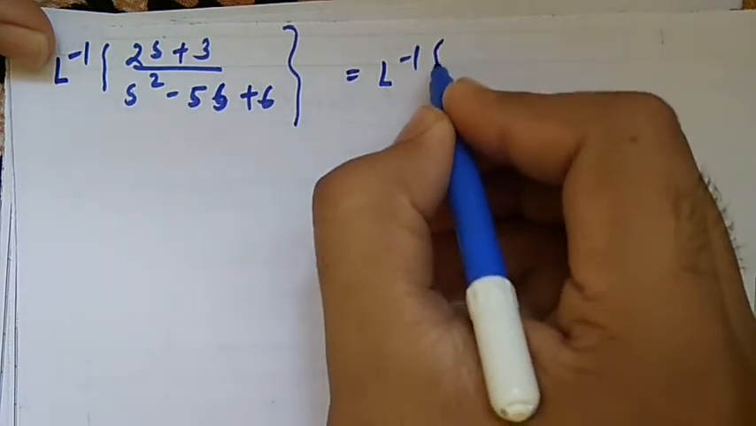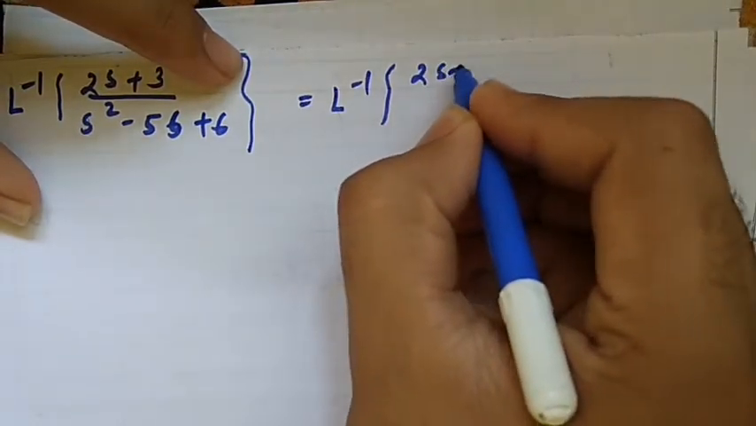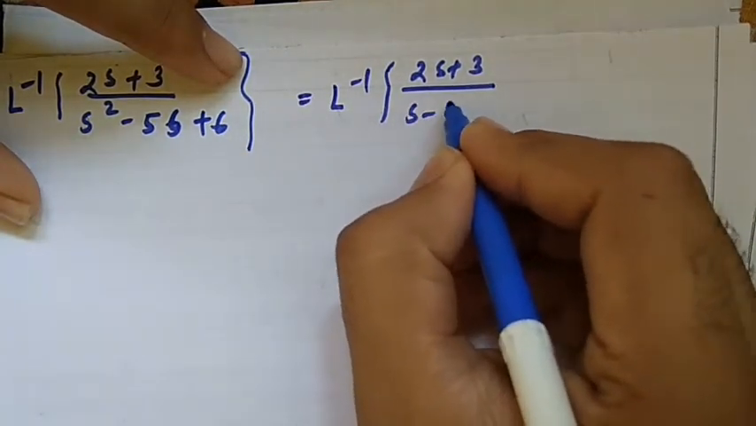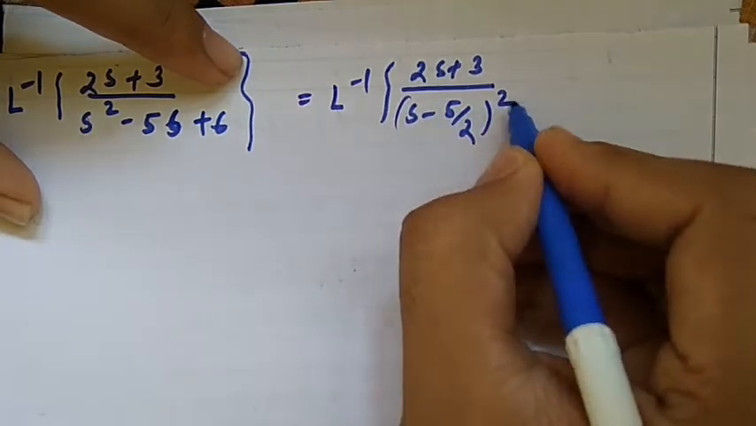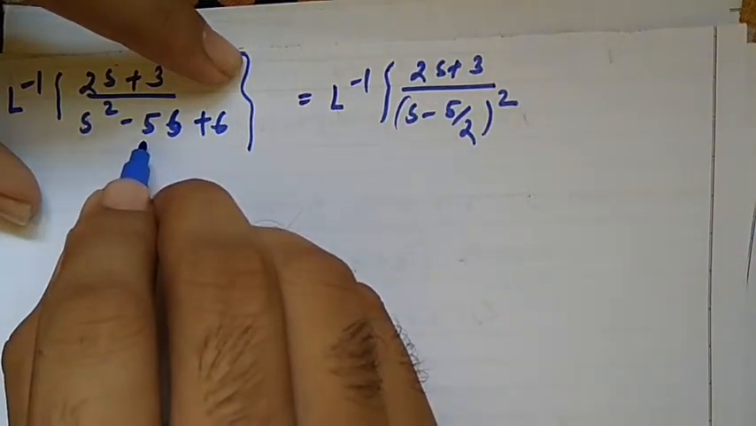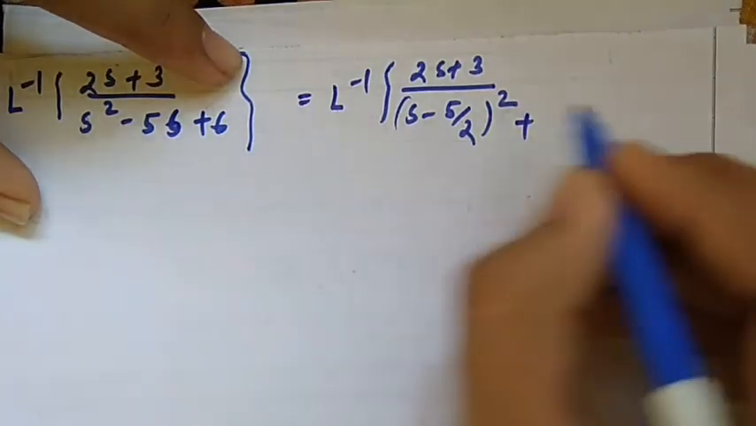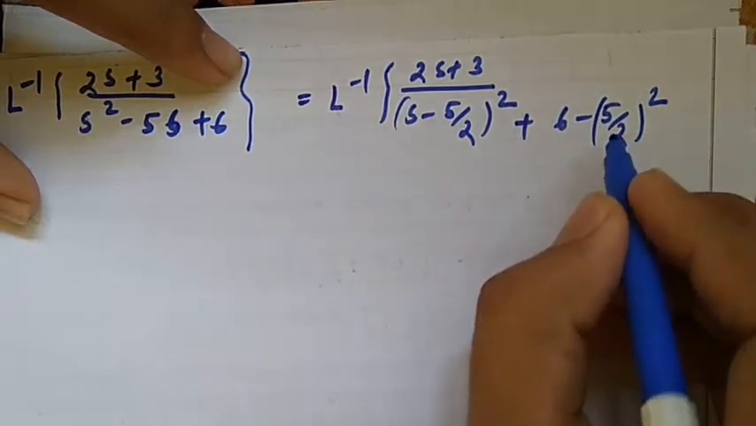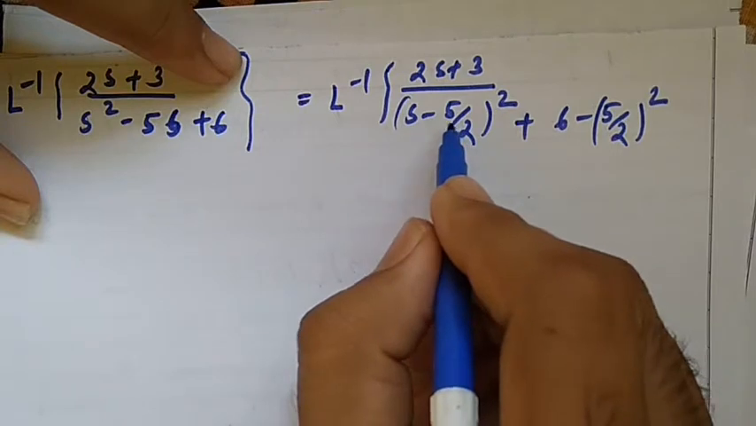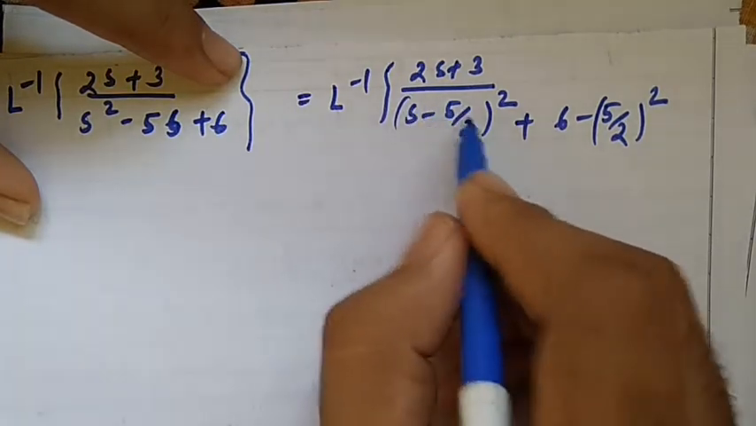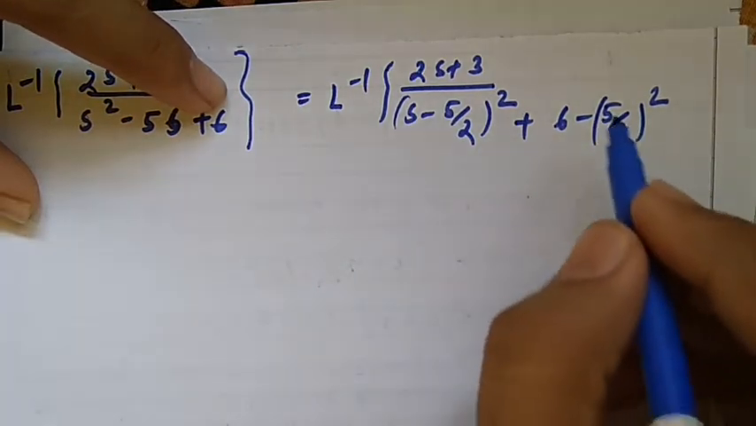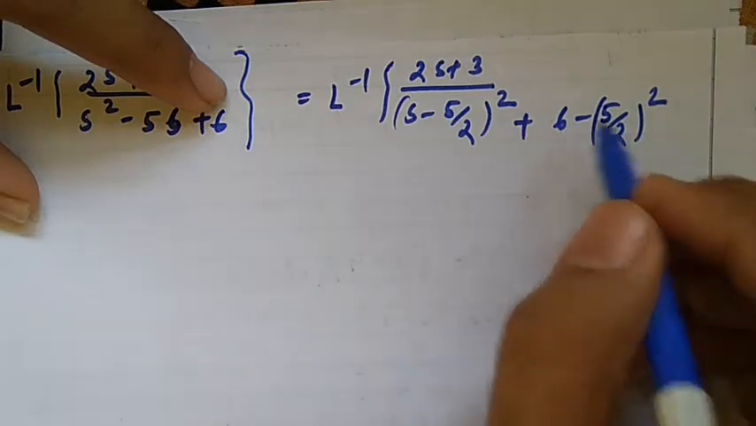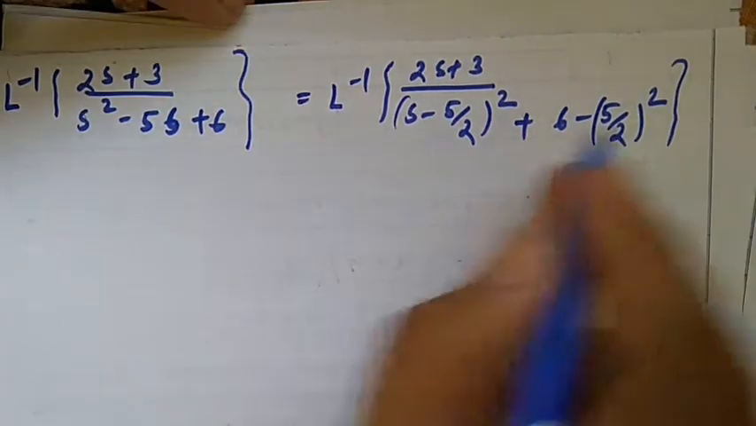L inverse of (2s plus 3) divided by, let's make it, (s minus 5 by 2) whole square plus what will remain: 6 minus (5 by 2) whole square. Okay, s square minus 2 into s into 5 by 2, that is minus 5s, plus (5 by 2) whole square and minus (5 by 2) whole square, plus 6. So the denominator is the same in both.